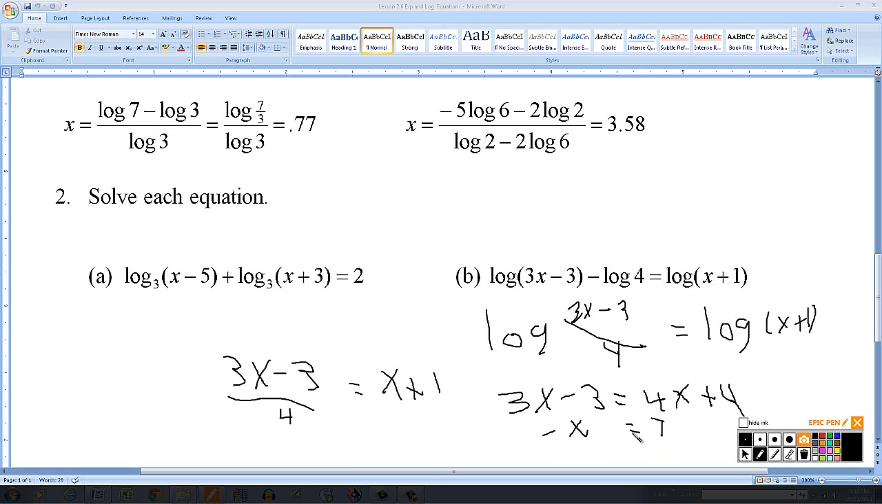Okay, but you can see easily that if I put negative 7 into this one right here, or this one right over here, I get the log of a negative, so it's not defined. So this one has no solution. I can write the empty set or just say no solution.